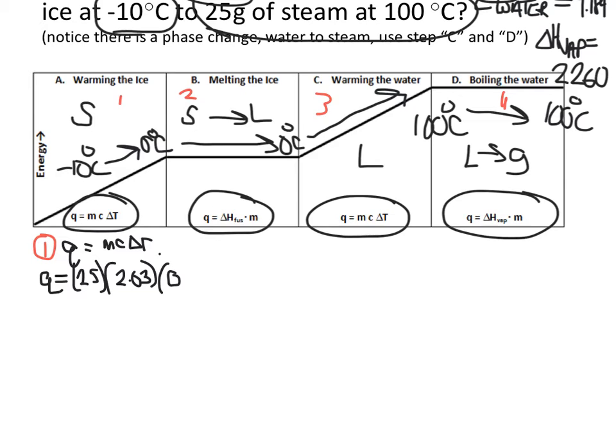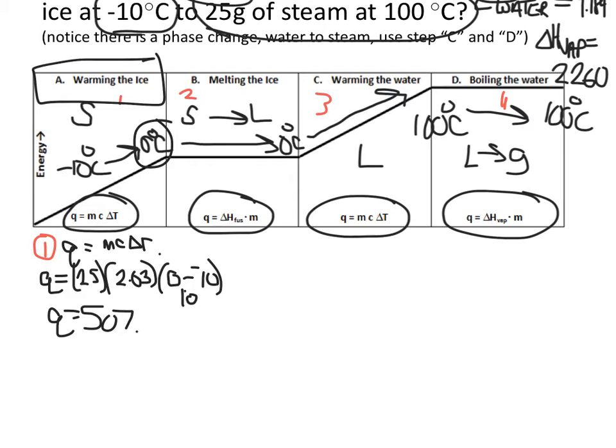So the final temperature in this box is 0 degrees. I know a lot of people think, wait, isn't the final temperature 100? That's true at the very end, but in this box, the highest temperature you can go is 0 degrees. So it's going to be the final temperature minus initial, so 0 minus a negative 10 degrees. Okay? If I rock that out, don't forget 0 minus a negative 10 is actually a positive 10. Let me put that in my calculator, and we can figure out what we get for our Q value. 507.5 joules is what I get.